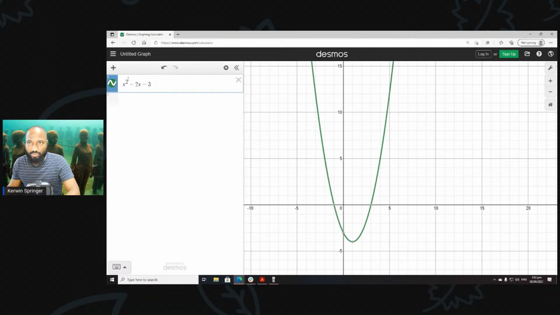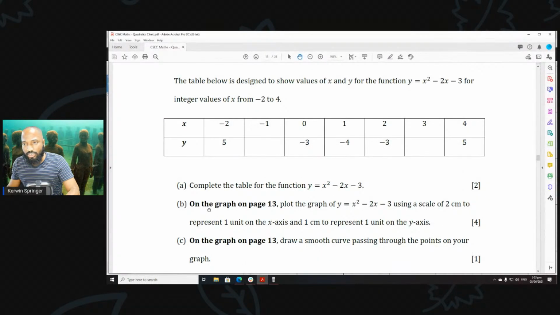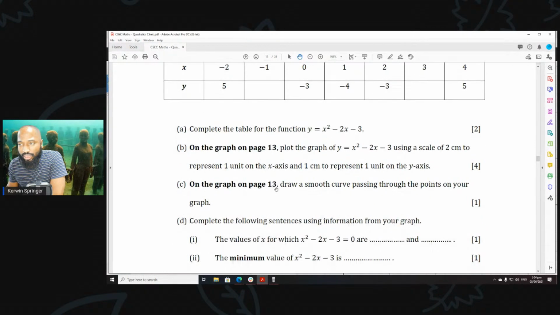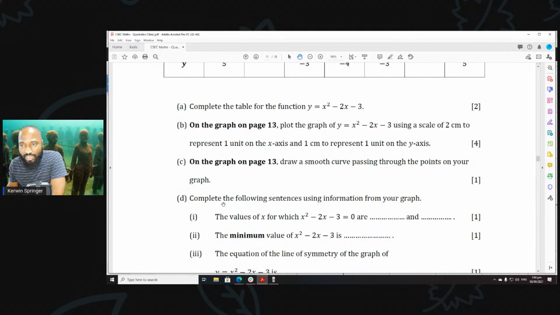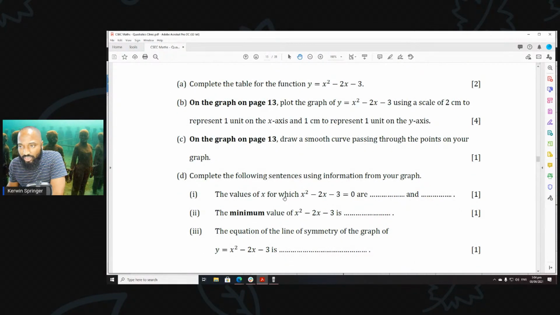And then what do they want from that? On the graph on page 13, plot the graph. On the graph, draw a smooth curve. We do that. Complete the following sentence. The values of x for which x squared minus 2x minus 3 equals 0 are something and something. They want the roots, where it's equal to 0.